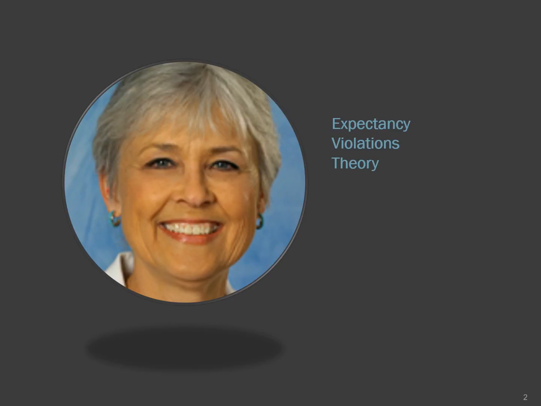Expectancy violations theory was authored by Judy Burgoon in the late 1970s as a result of a student assignment to make sense of proxemics and space relations. Expectancy violation theory pulls directly from the works of anthropologist Edward Hall and his studies that he conducted in the 1960s of Americans in the Northeast. He theorized 4 proxemic zones.